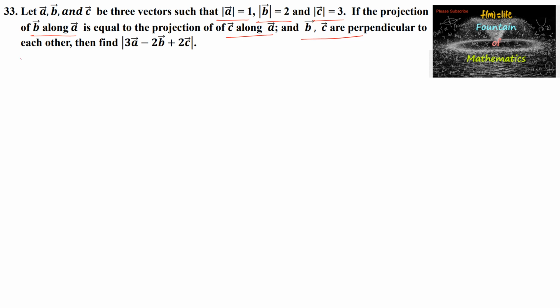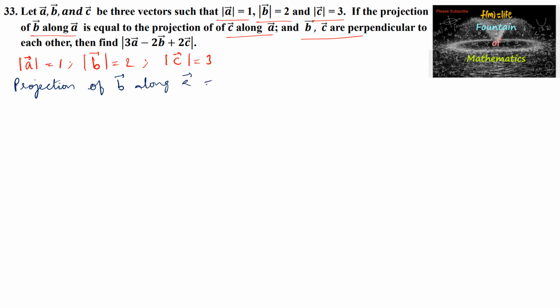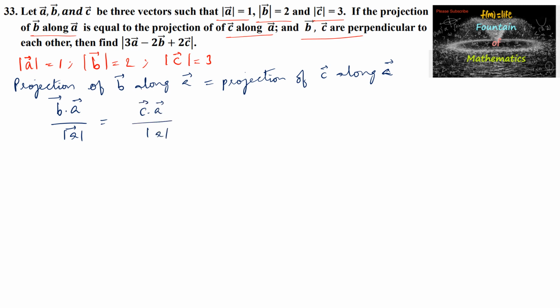And it's given mod A is equal to 1, mod B is equal to 2 and mod C is equal to 3, and also the projection of vector B along vector A is equal to the projection of vector C along vector A, that is B dot A upon mod A is equal to C dot A upon mod A, which implies B dot A is equal to C dot A.